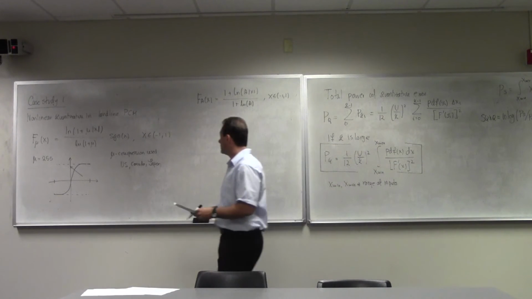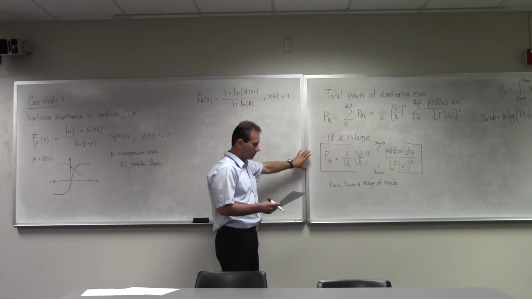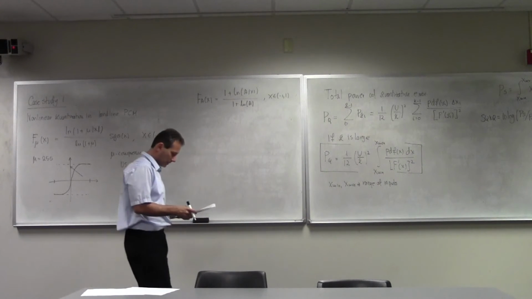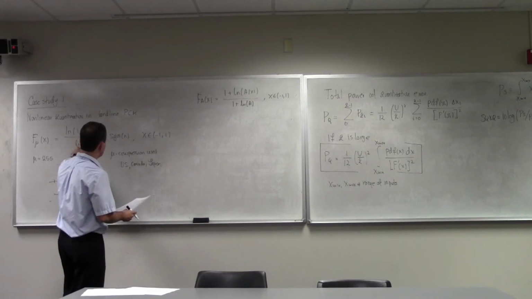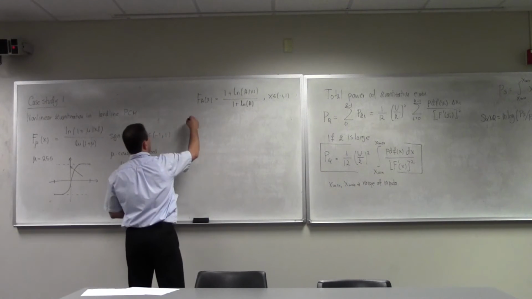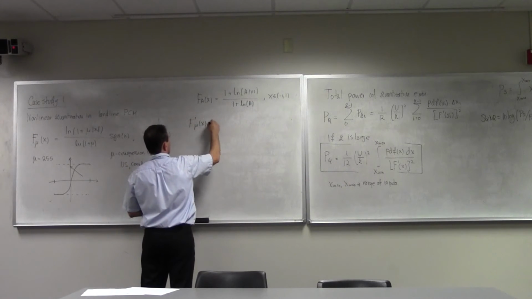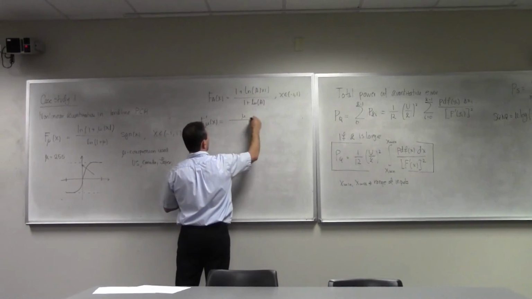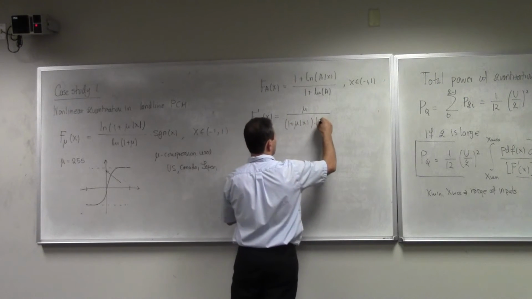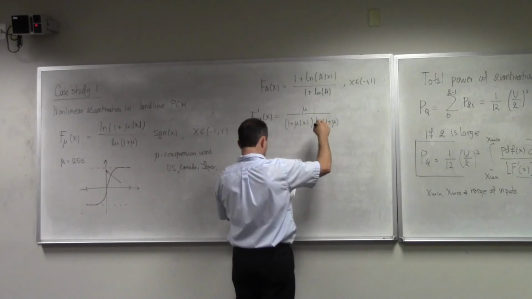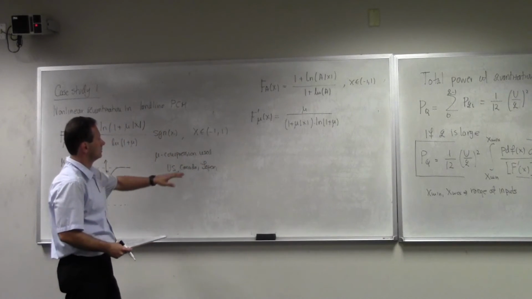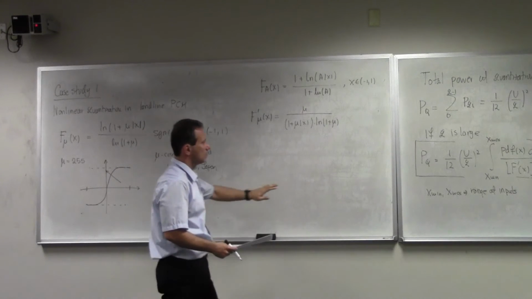Okay. Now let's work with this expression and derive the signal-to-noise ratio for this particular case. If I look at this mu here, then what I need is f prime of it. So f prime mu of x is going to be equal to mu over 1 plus mu magnitude of x, times ln of 1 plus mu. That's the derivative of this compression function. We need it for this one.